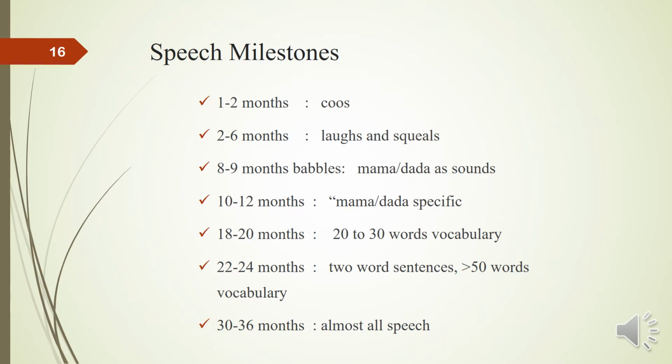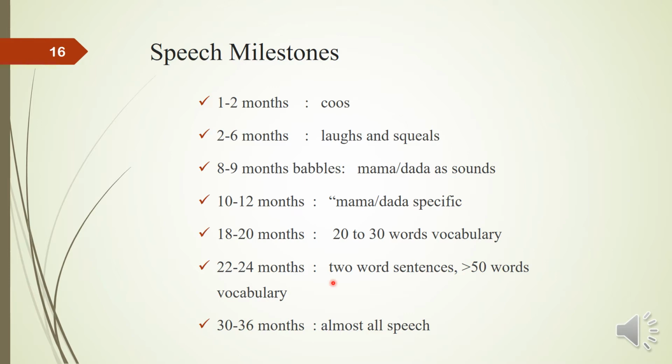So if you see a child who is 20 months old or about 2 years old, don't expect him to have conversations with you, because his vocabulary is just more than 50 words, and he can say 2 word sentences at the best. So when you are looking at children, you must look at the speech milestones and then try to communicate in those terms.